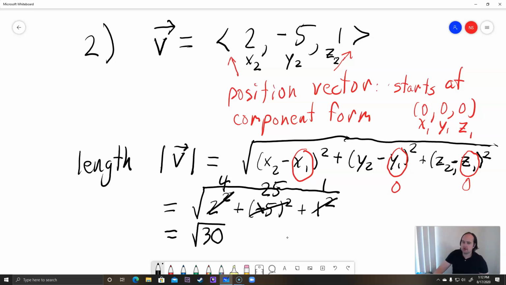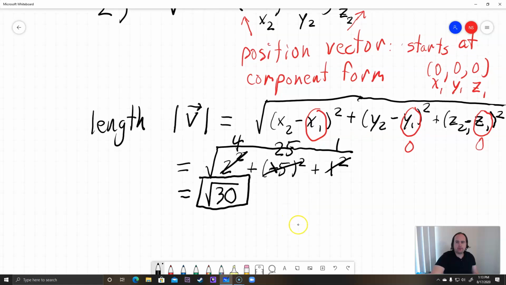And then my question for you is, how do you simplify a square root, and can we simplify this one? Well, if you don't remember, all you do is you try to factor it. So if you think of factoring 30, it factors as 15 times 2, which is 5 times 3 times 2. Well, you can't take the square root of any of those factors, so that means you just leave it as root 30. So here the length of v is just going to be left as root 30. Okay? So that's not so bad.